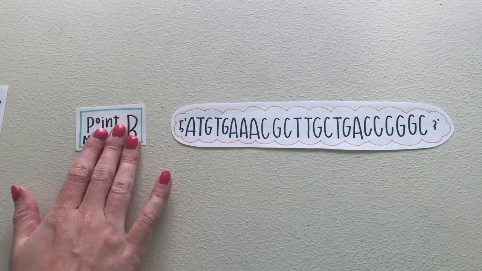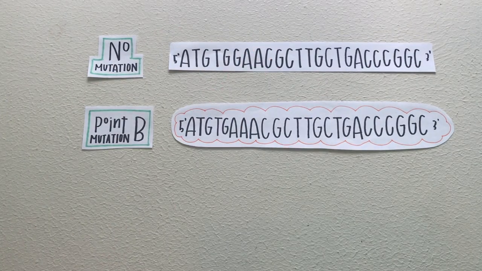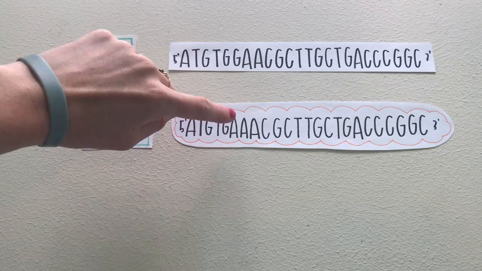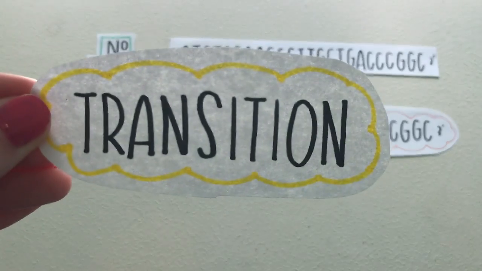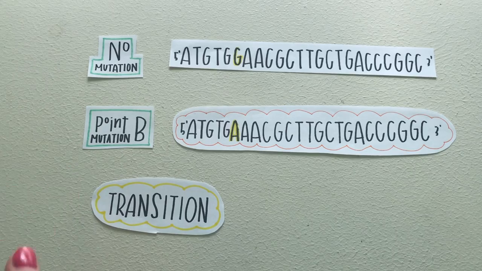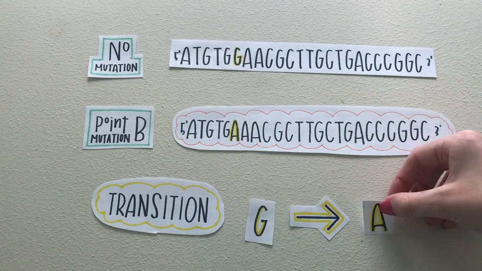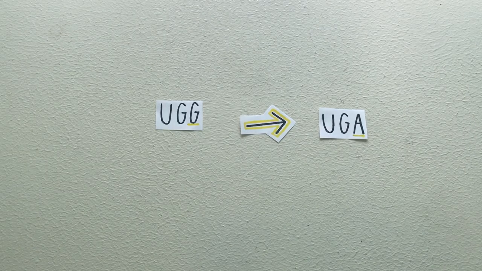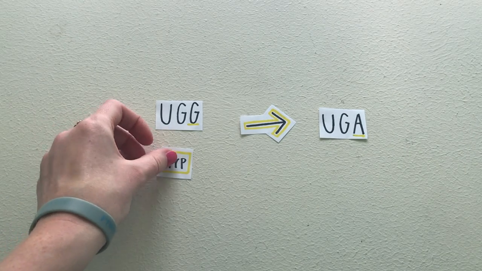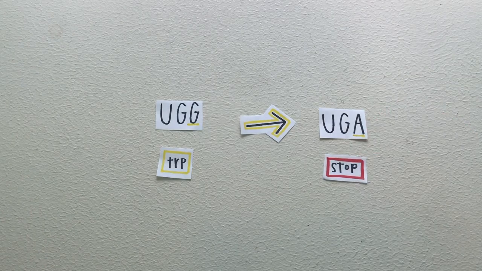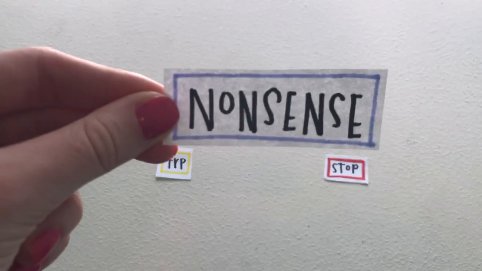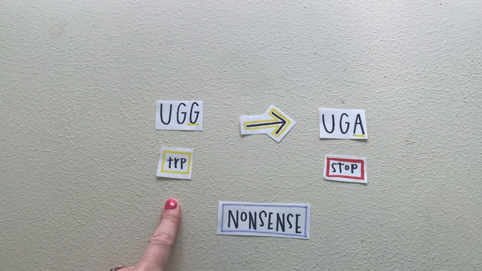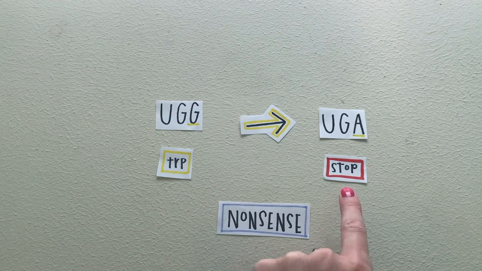Next, let's compare point mutation B to our original coding strand. In these two strands, we find the mutation here where base G has changed to base A. This mutation is known as a transition, in which the bases change from purine to purine. If we look at UGG and UGA, where the mutation occurred, we can see that UGG translates to tryptophan, and UGA translates to a stop codon. This abrupt stop is known as a nonsense mutation. We have changed a codon, tryptophan in this case, to a stop codon.